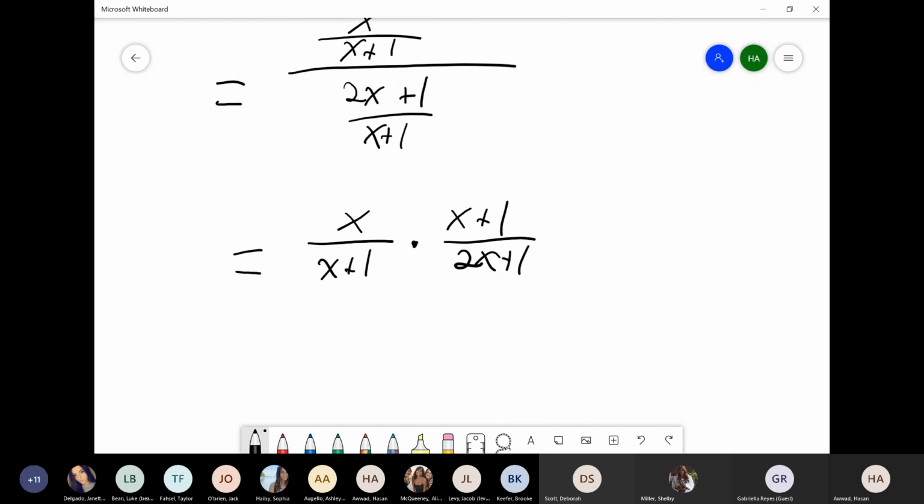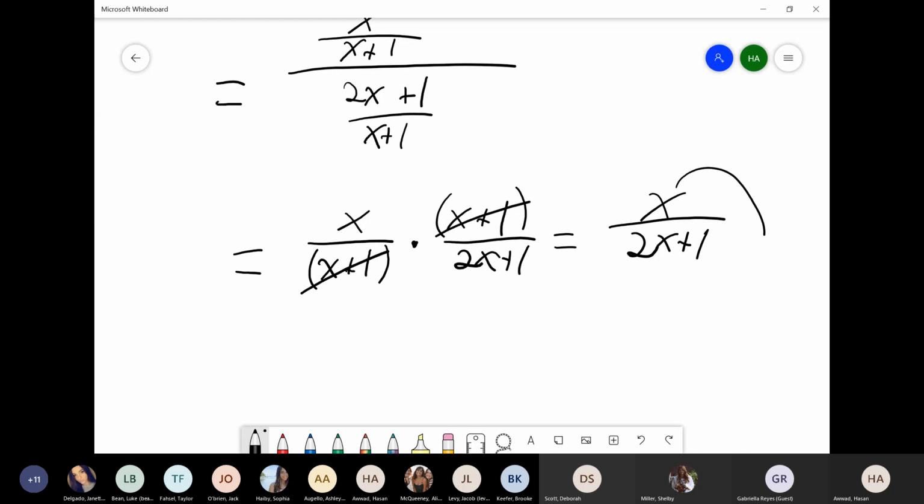Okay, almost done here. So now you recognize, oh yeah, you have the same factor here on top and bottom, which means you can just cancel those out. And canceling those out, you're left with x over 2x plus 1, and there's really nothing else that you can do here. This is it in simplest form, right? It's done. So as a result, you now have x over 2x plus 1. So you've solved for g of x. You've solved for g composed with itself.